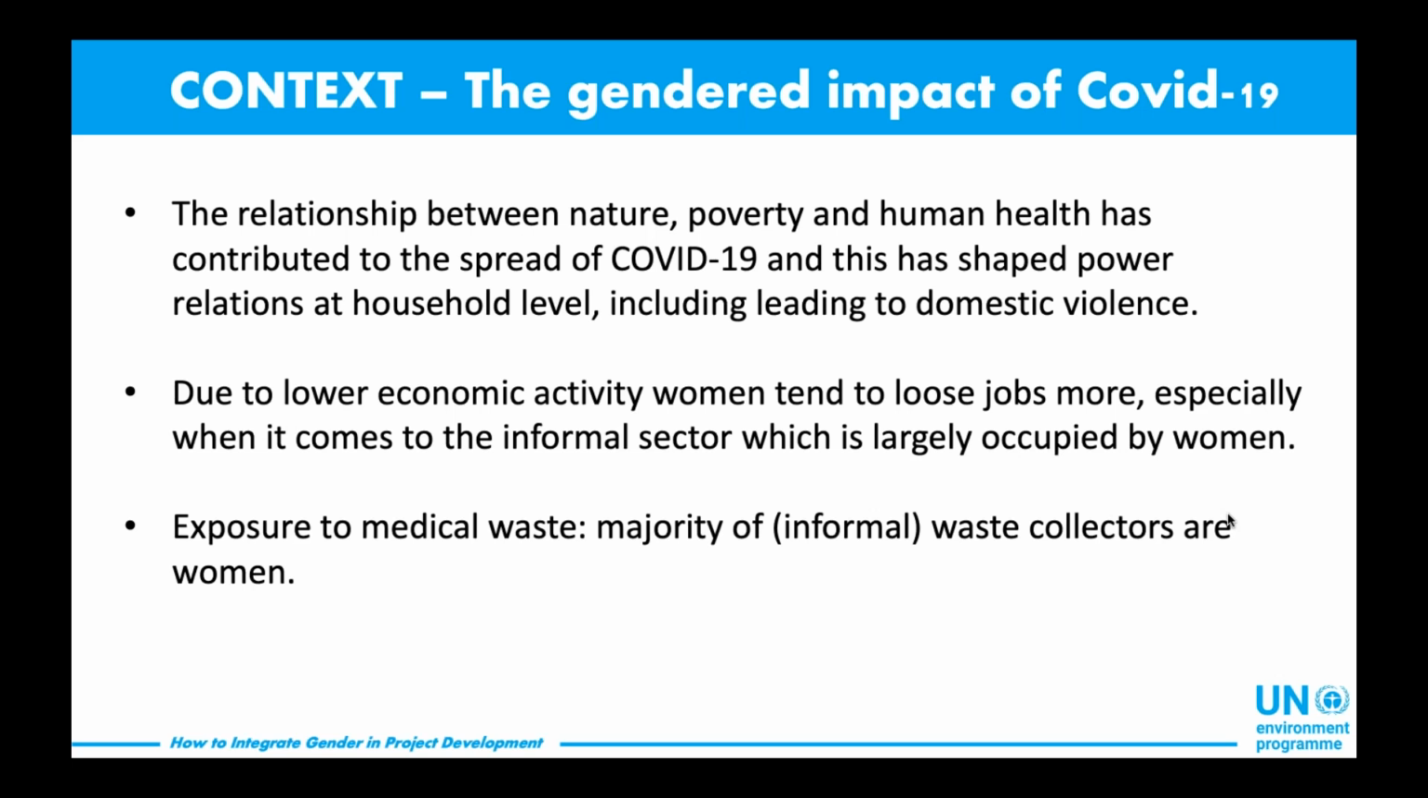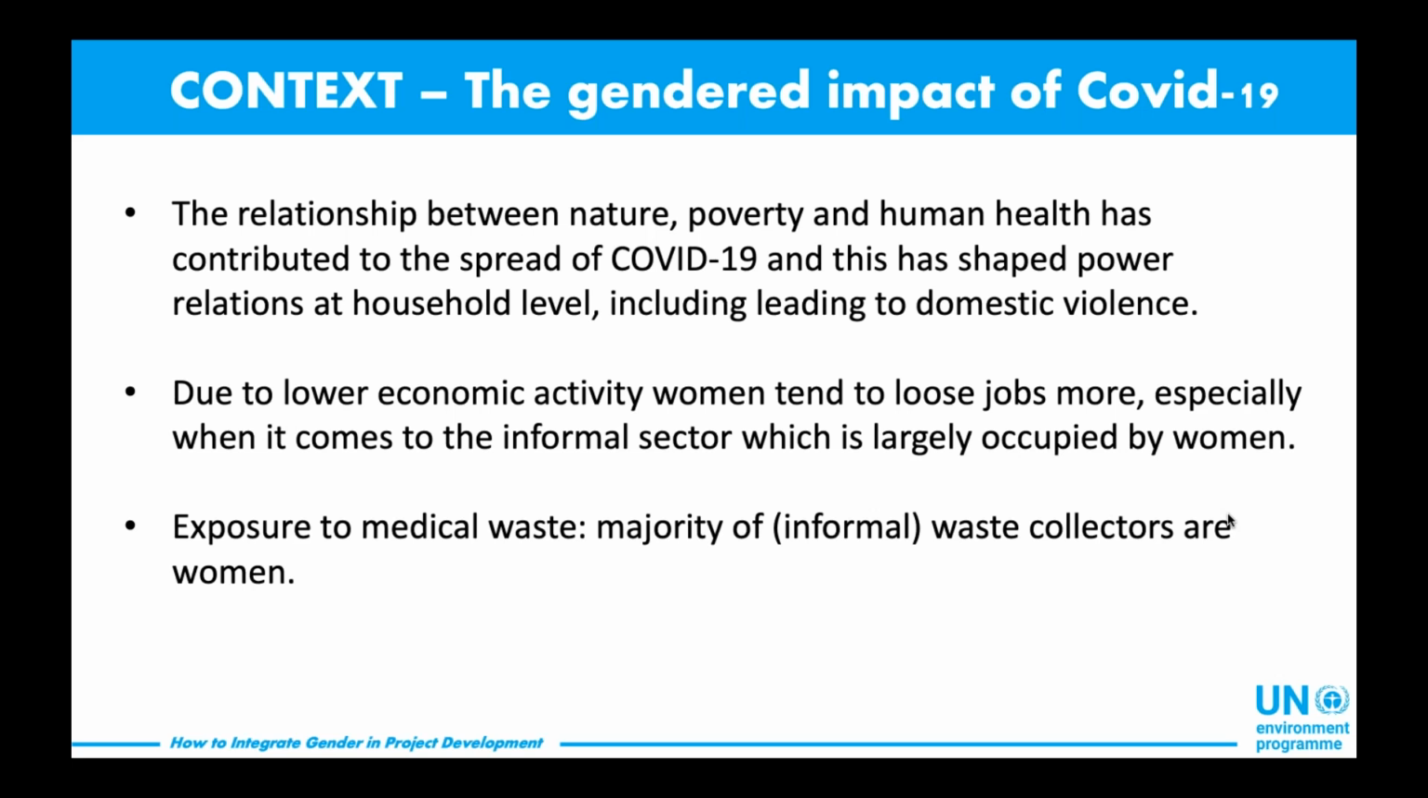So the relationship between nature, poverty, and human health has contributed to the spread of COVID-19, and this has shaped power relations at household level, including leading to domestic violence, as shown. Due to lower economic activity, women tend to lose jobs more, especially in the informal sector, which is largely occupied by women. And the exposure to medical waste, as the majority of informal waste collectors are women. Those are also some of the unbalanced consequences of this pandemic to women.